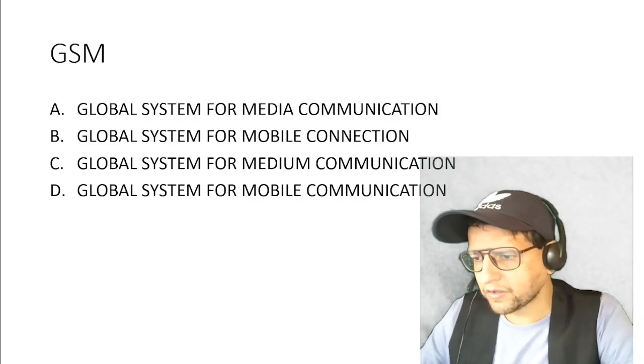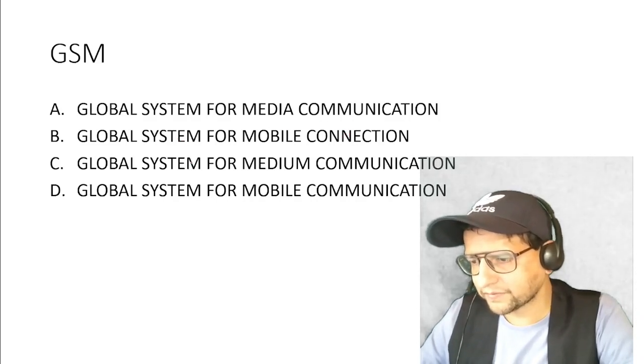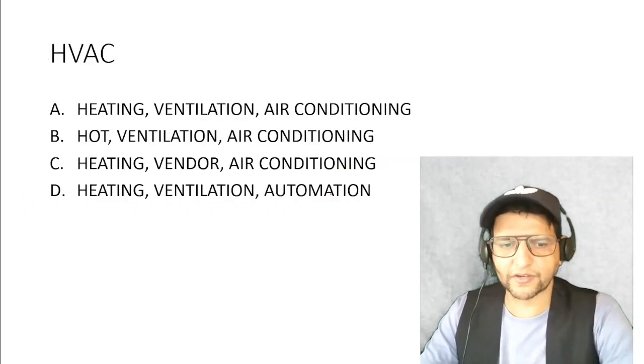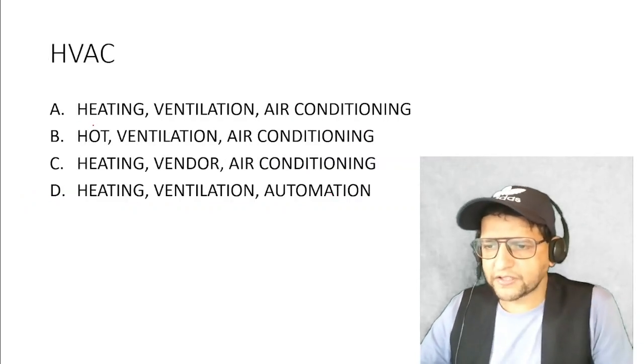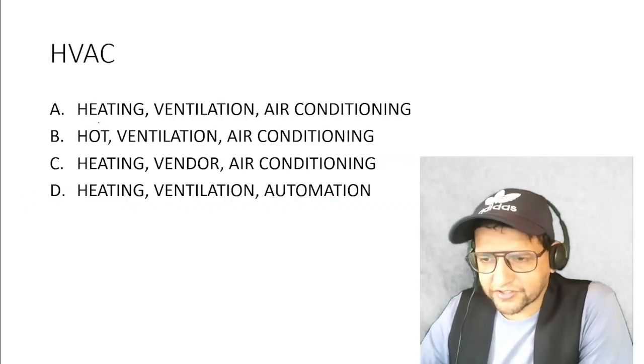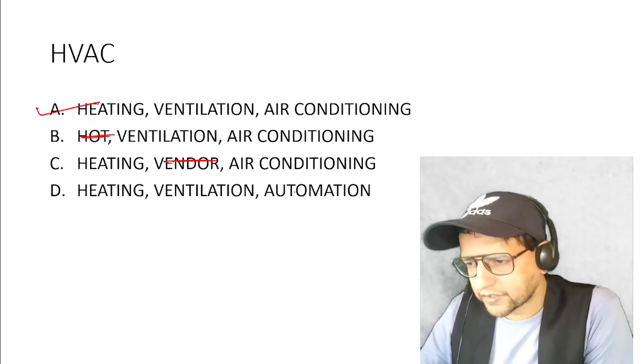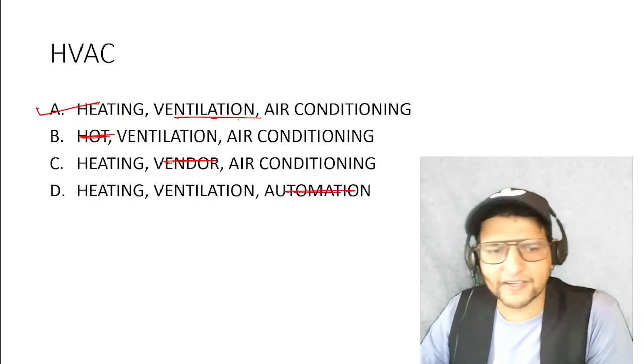GSM is your global system for mobile communication. So it is not for media, it is not connection, it is not medium, right? So it is global system for mobile communication. D is the right one. HVAC is your heating, ventilation, air conditioning. It is not hot, it is not vendor, it is not automation. So it is heating, ventilation, air conditioning.